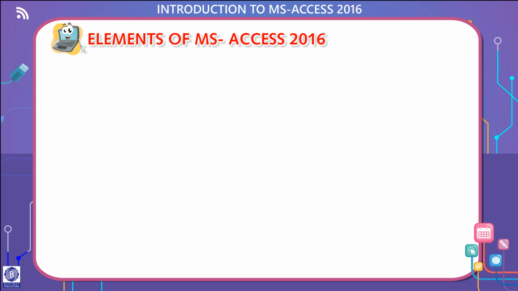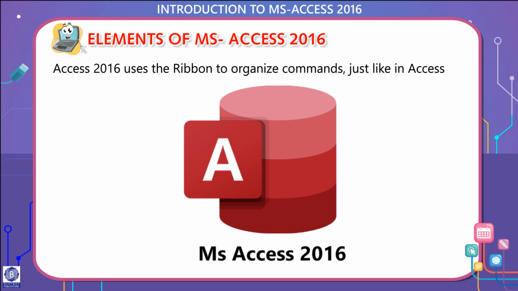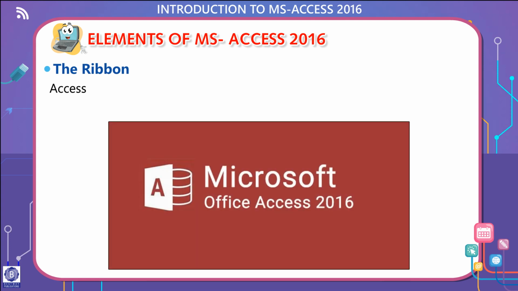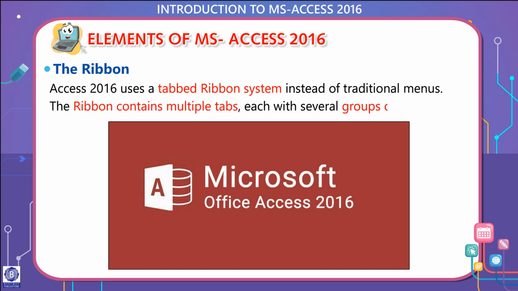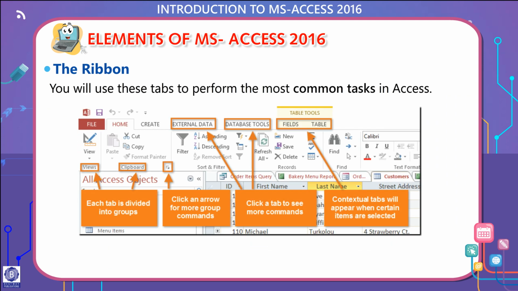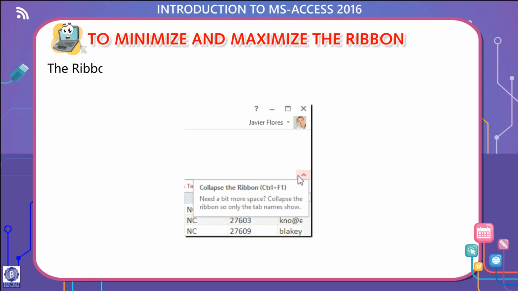Elements of MS Access 2016. Access 2016 uses the ribbon to organize commands just like in Access 2010 and 2007. The ribbon. Access 2016 uses a tabbed ribbon system instead of traditional menus. The ribbon contains multiple tabs, each with several groups of commands. You will use these tabs to perform the most common tasks in Access. To minimize and maximize, the ribbon is designed to respond to your current task.